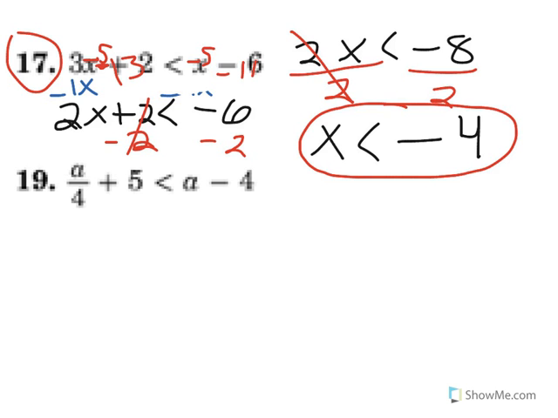So we have a true statement. That means everything to the left of negative 4, yes, those are solutions for us. And that's an example of us checking our solution.